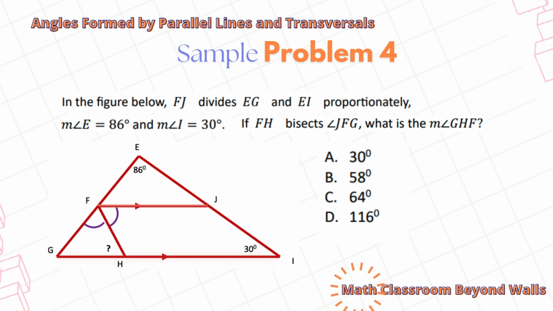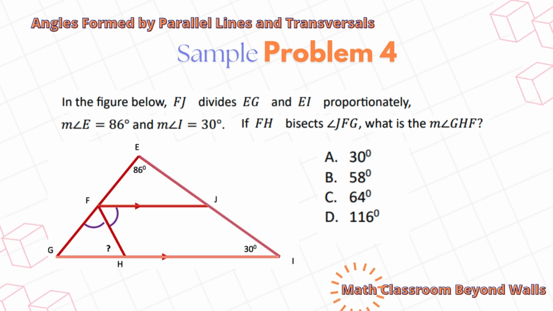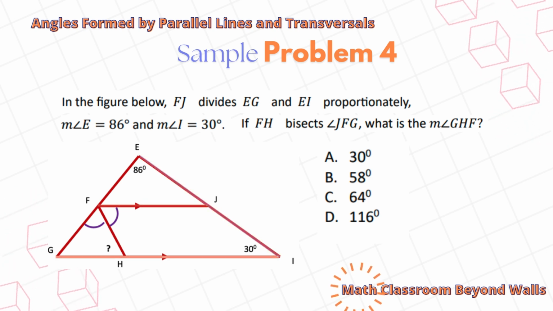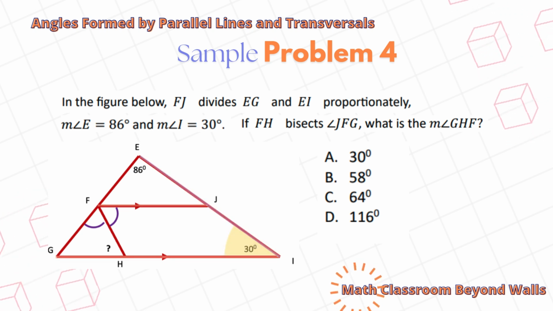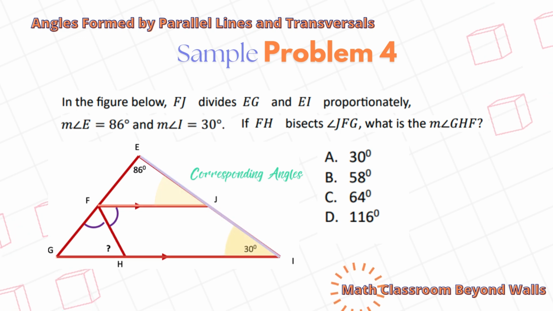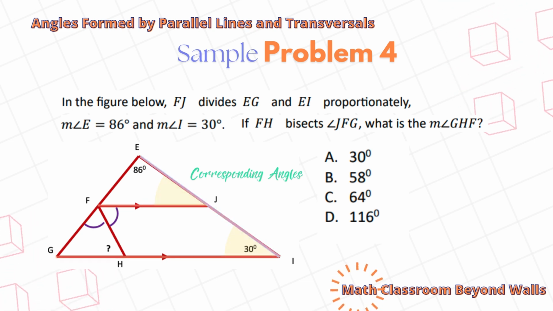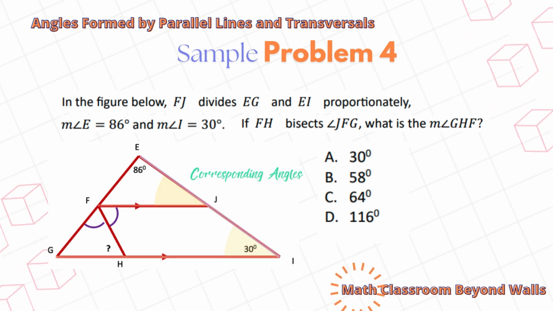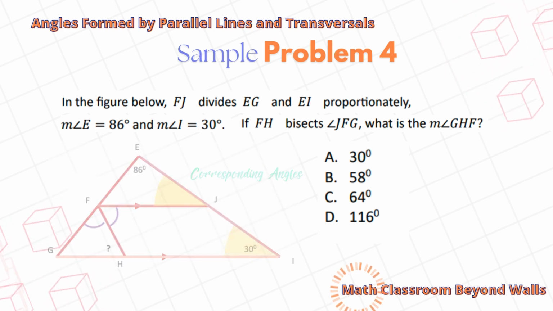FJ and GI are parallel, and EI is a transversal. That being said, what relationship exists between angle I and angle J? Right, they are corresponding angles. And what do we know about this pair of angles? Correct, they are equal. So what is the measure of angle J? That is correct, 30 degrees.